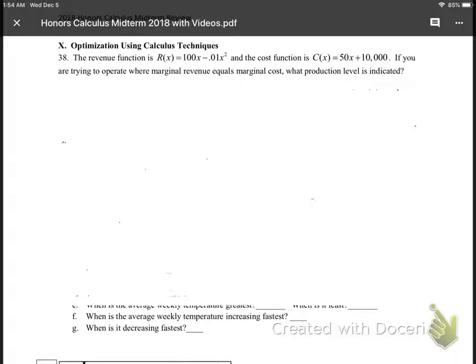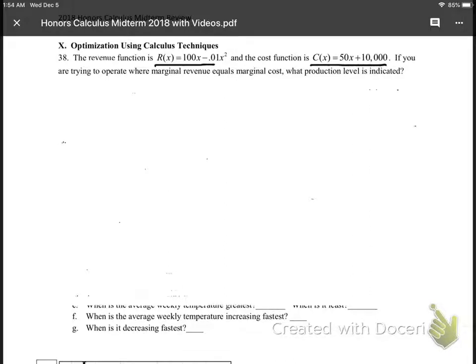All right, for question 38, it says the revenue function is r of x equals 100x minus 0.01 x squared. So that's my revenue function. Let me get my ink back going here. Okay, so that's my revenue function. And here's your cost function.